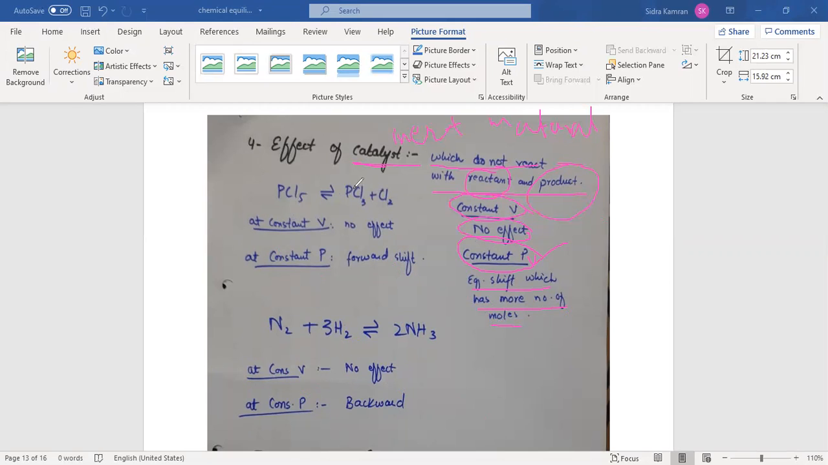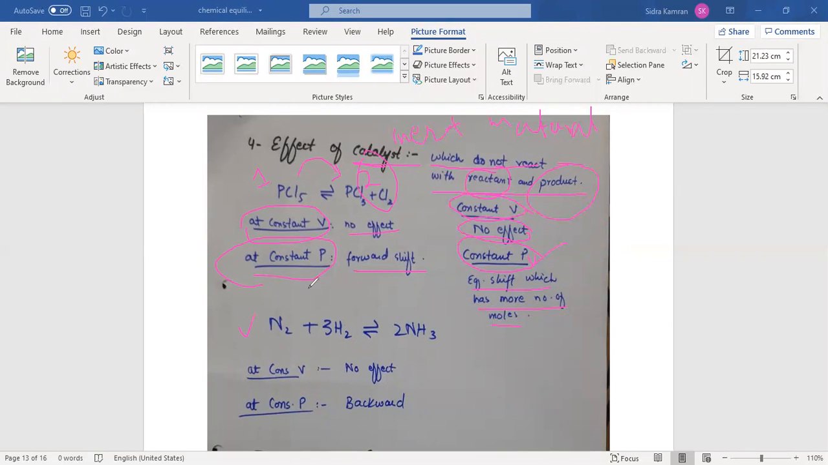So here you can see products have 2 moles and the reactants have 1 mole. If the volume is constant, then there is no effect. If the pressure is constant, then what will happen? The reaction will go forward. It will move towards the products because the product side has more number of moles. So by the addition of a catalyst, the reaction will be fast and move towards the product side. Equilibrium will shift towards the product side.